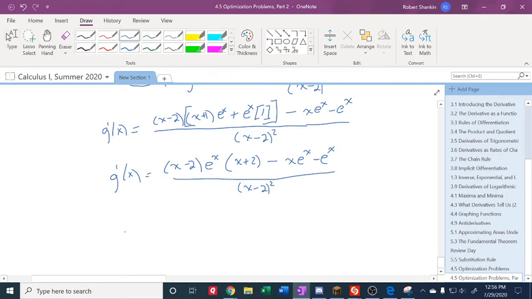Alright. They could have foiled these two things out. Alright. Let me do one more thing. There's an e to the x common to all three terms in the numerator.